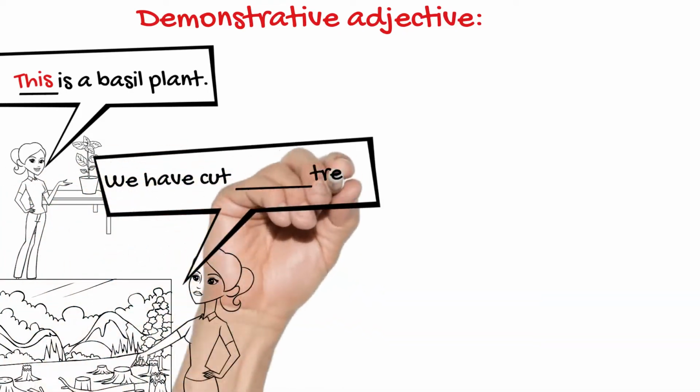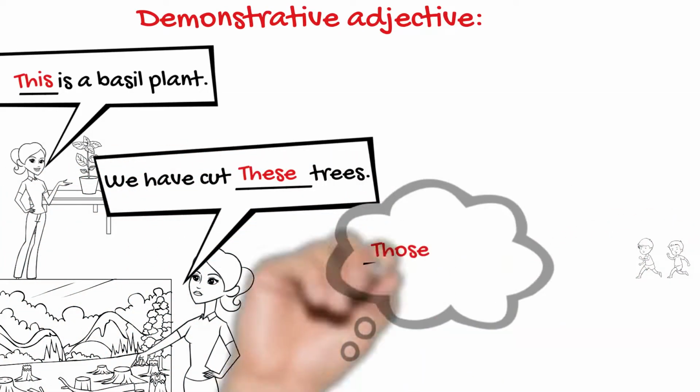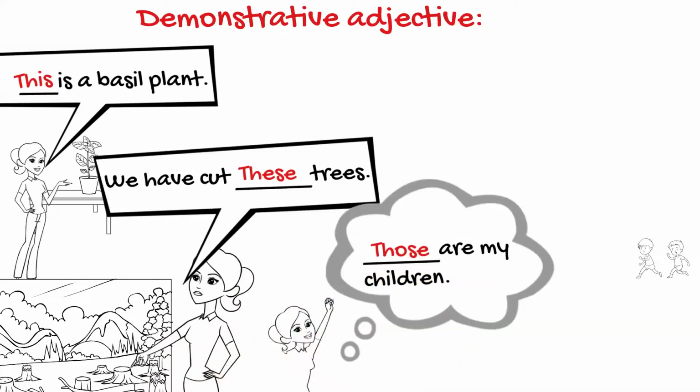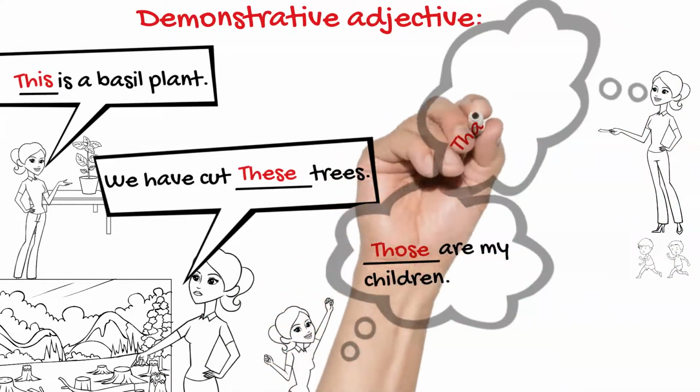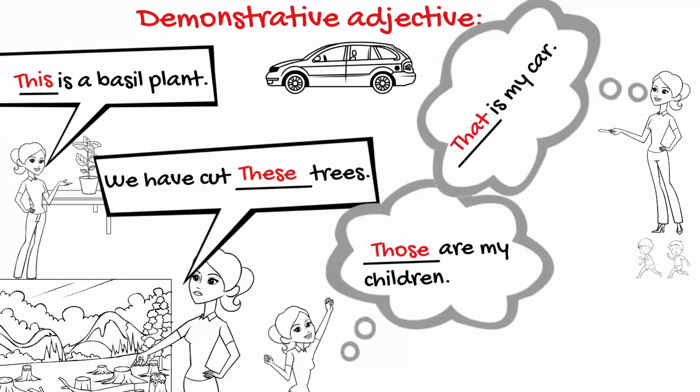This is a basil plant. We have cut these trees. Those are my children. That is my car. We use this and that when the noun specified is not more than one. To pluralize the same, we use these and those. Thus, there are only 4 demonstrative adjectives that are in red.